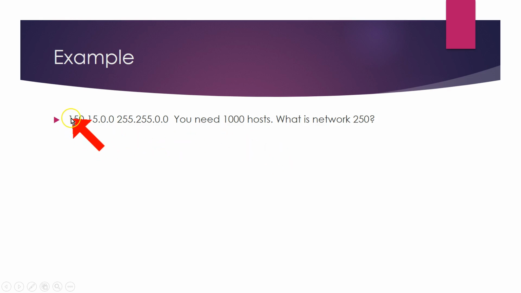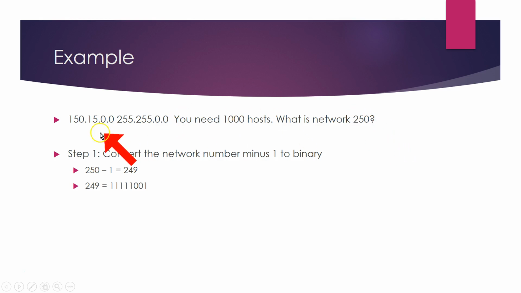Let's say we have a network of 150.15.0.0, 255.255.0.0. Now we're going to divide this up into 1,000 hosts, and we want to know what network number 250 is, what the network address is for the 250th network. Well, that sounds pretty hard. However, it's not as hard as it sounds. Let's start with those steps. I'm going to convert the network number minus 1 to binary. I want network 250. So I'm going to take 250, subtract 1, and get 249. And then I will take 249 and convert it to binary.